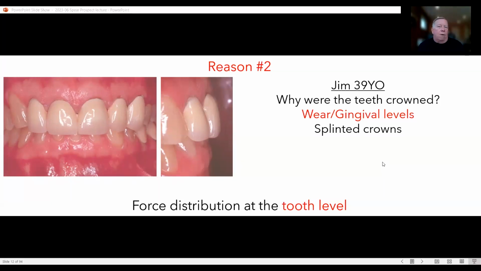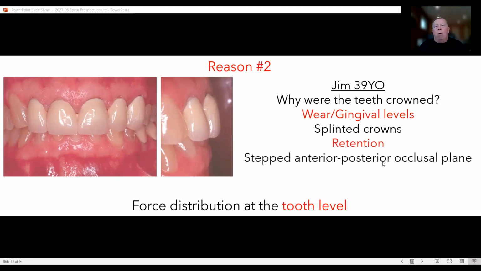Because right now, that's 5 porcelain fused to metal crowns from lateral to canine. I splinted them for retention. The teeth were short. I was afraid they were going to fall off. But if you also look what I did, I created a stepped anterior posterior occlusal plane. The anterior teeth are longer than the posterior teeth. Well, that was for aesthetics. It had to be a width to length ratio that looked like a tooth, because otherwise it just would have looked like the teeth that he had originally.